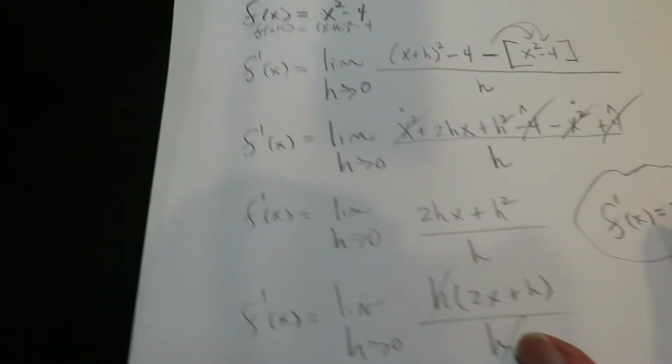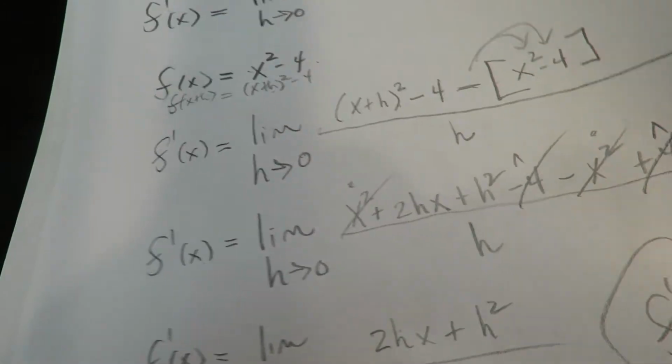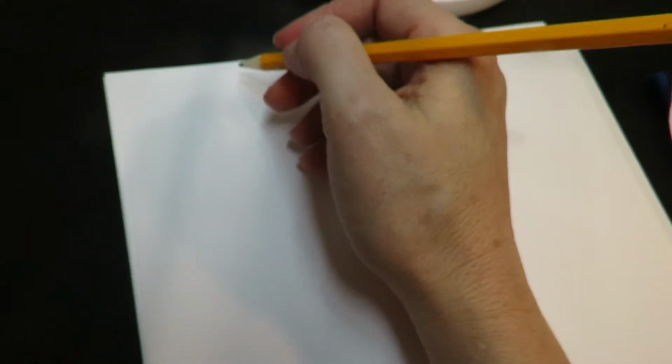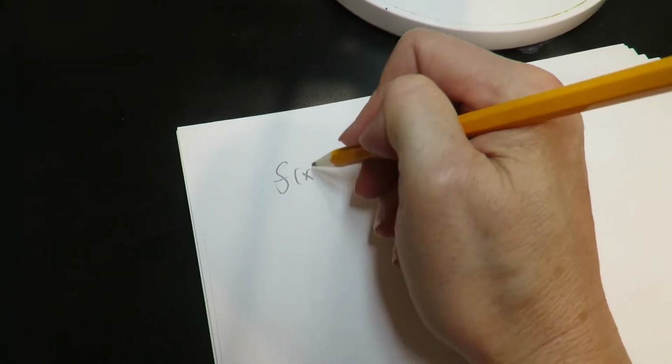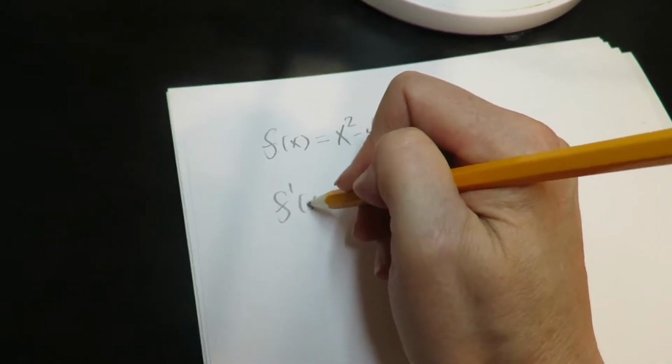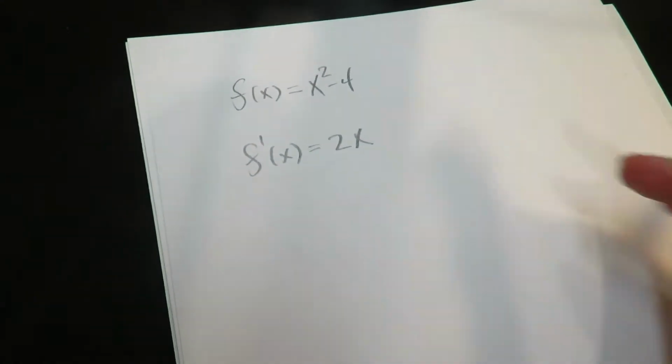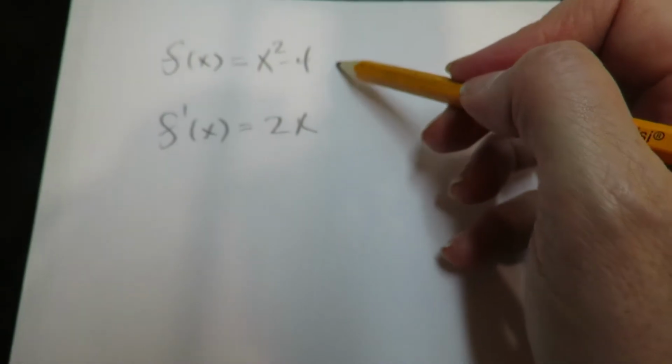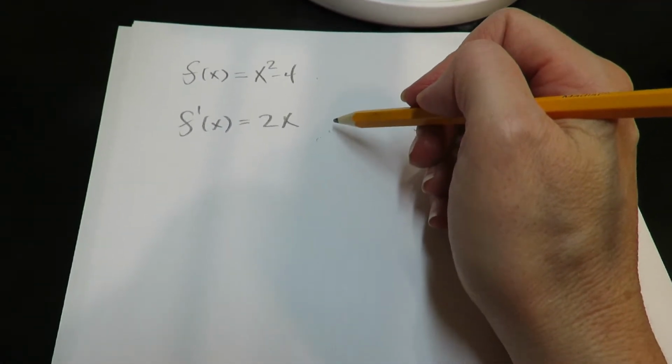Okay, so this is the derivative. Now I'm just going to move this information over here. So we have f of x equals x squared minus 4, and we have f prime of x equals 2x. Okay, so that's the information. That's the function we started with, and we calculated the derivative.